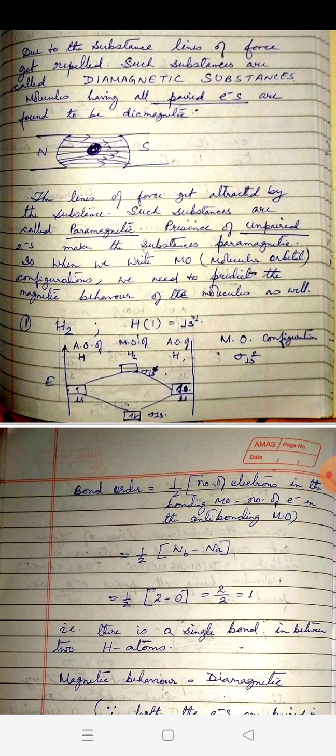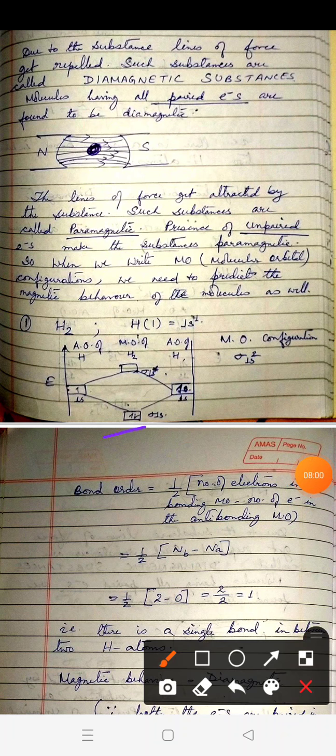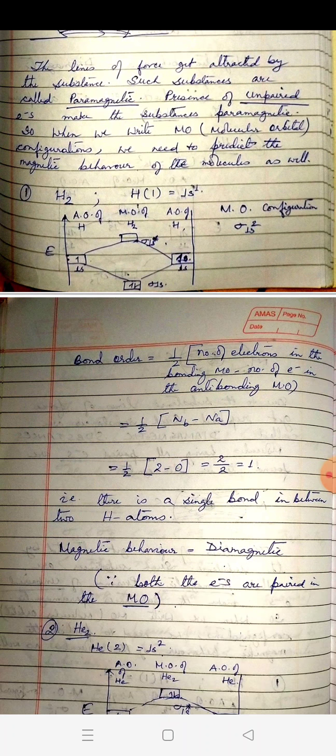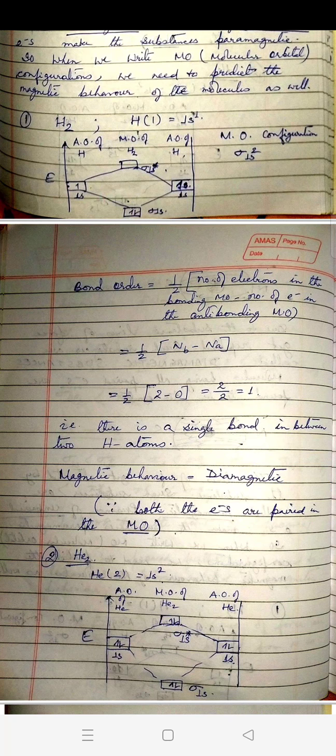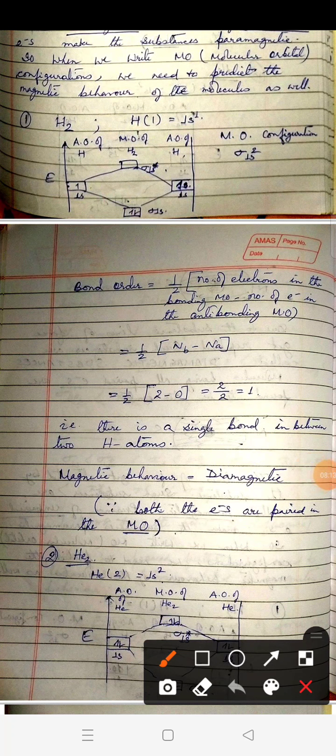Then how do we write the MO configuration? As we write electronic configuration, here we write MO configuration. We can check it from the figure. It is sigma 1s2. Your next job is to calculate bond order. What is the meaning of bond order? Bond order is the number of bonds between the two atoms. How do we calculate it? Bond order is half of the number of electrons in the bonding MO minus the number of electrons in the anti-bonding MO, represented as Nb minus Na, so it is equal to half of (Nb minus Na).